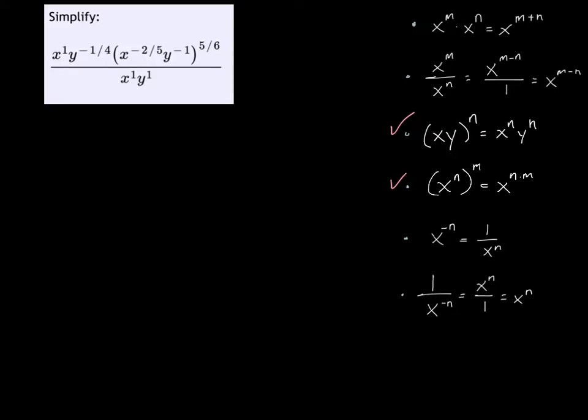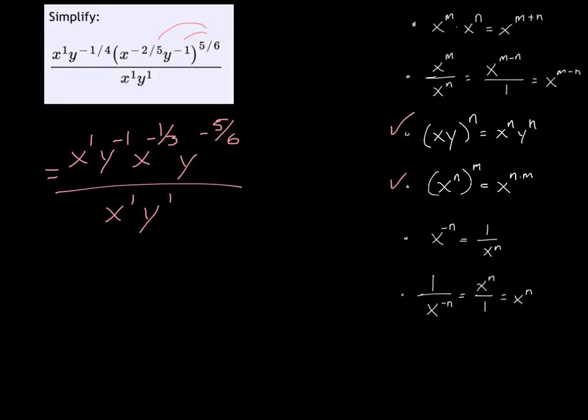And what that will do for me is let me multiply each of these exponents inside the parentheses by this exponent of 5/6 on the outside. When I do that, what I'll obtain on the top here is this x to the first, y to the -1, and then I get 5/6 times -2/5, which would give me an x to the -1/3. I'll talk about that in a second, and then y to the -5/6. And then on bottom here, I still have this x to the 1 and the y to the 1.